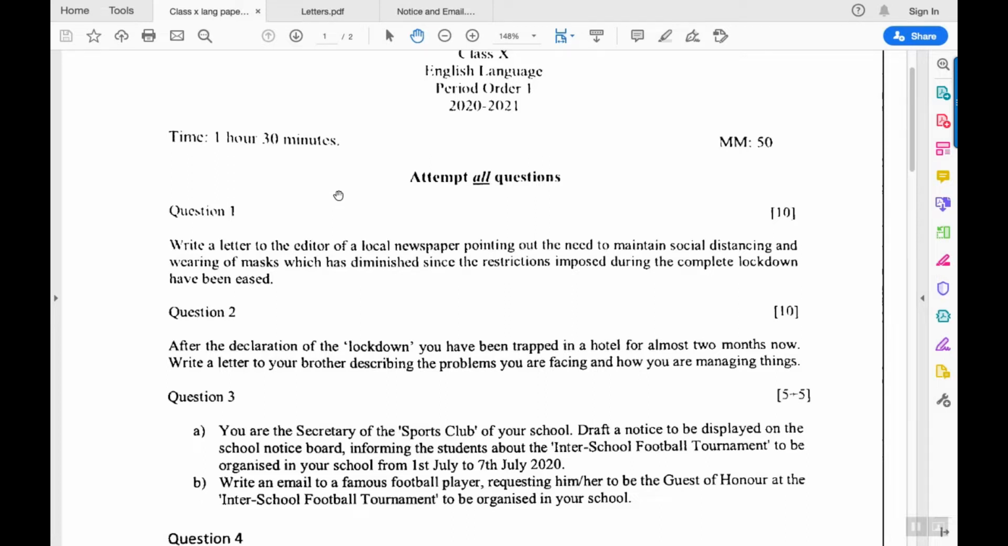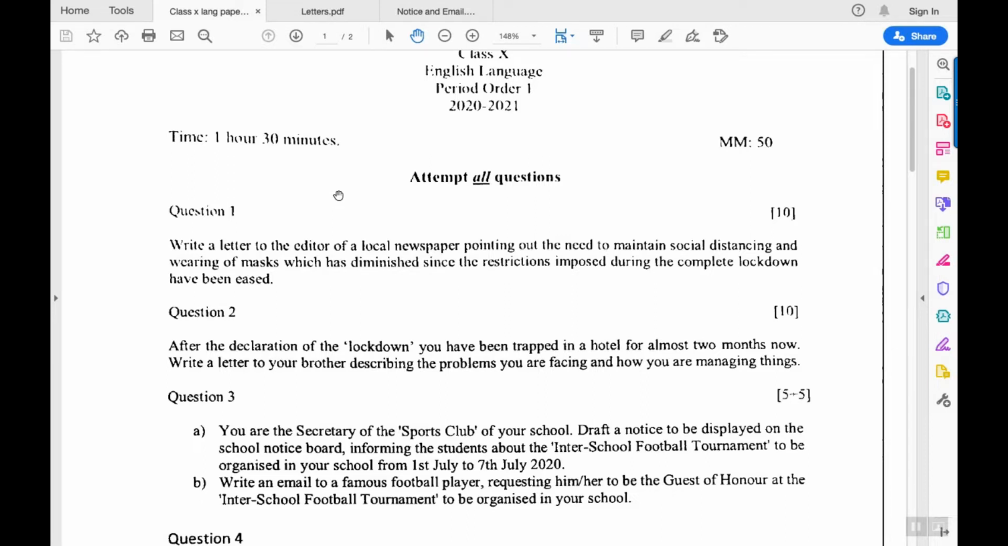Now the question is, write a letter to the editor of a local newspaper pointing out the need to maintain social distancing and wearing of masks, which has diminished since the restrictions imposed during the complete lockdown has been eased. Now this question has few parts which we should know and we should mark as important. Whenever you get a paper, try to underline these points. The main point of this letter is pointing out the need to maintain social distancing and wearing of masks.